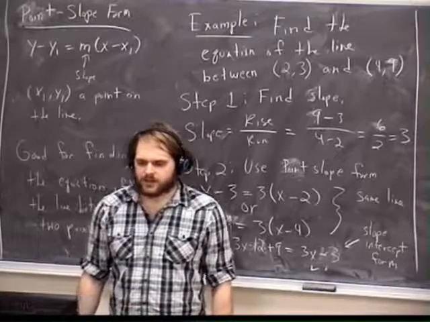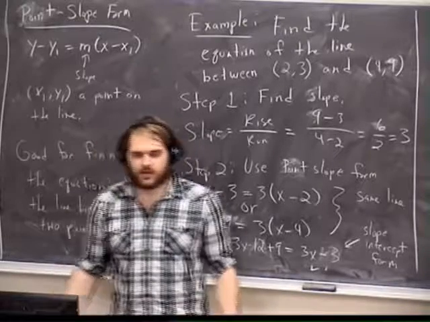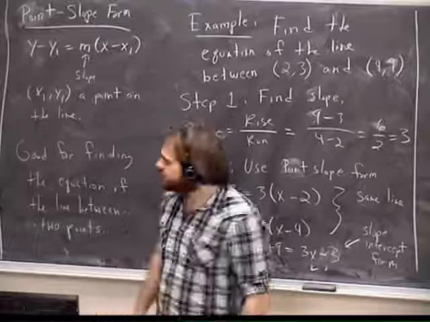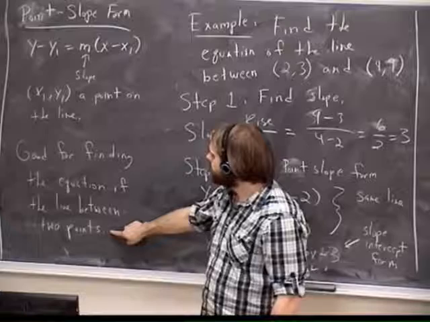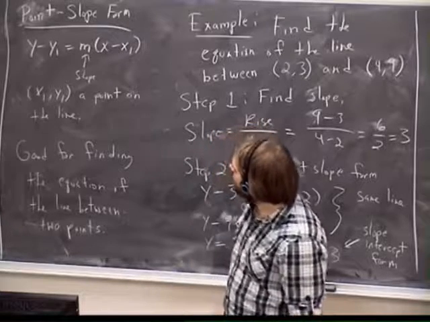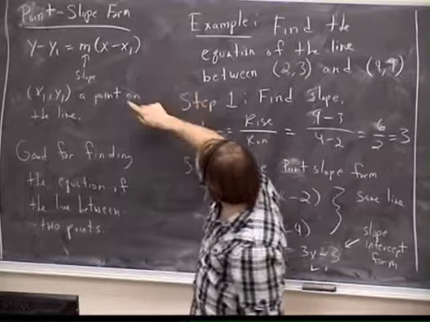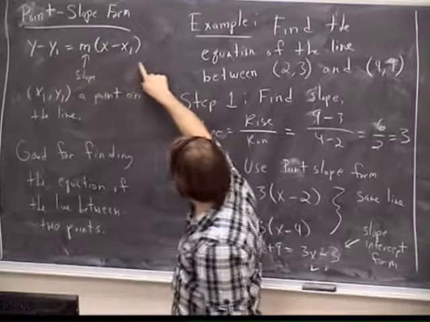Okay, now we're going to talk about point-slope form, which is another way you can write the equation of a line. In particular, it's good when you're finding the equation of the line between 2 points. Okay, so let's look at this equation up here. This is the equation for point-slope form.